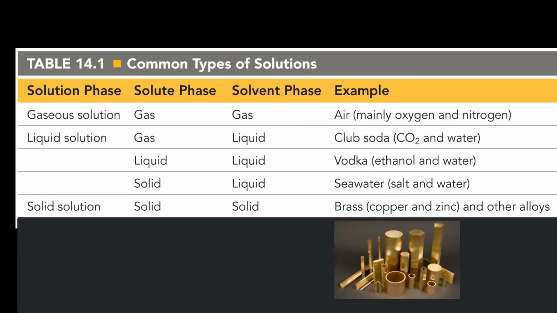We can also have solid solutions. These are often called alloys. So brass is an alloy of copper and zinc. And I'm not sure off the top of my head which is the biggest component. I believe copper. And if copper is the biggest component, then it would be the solvent and zinc would be the solute. So these solid solutions are what we call alloys.